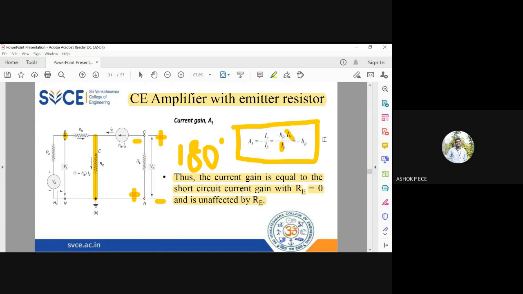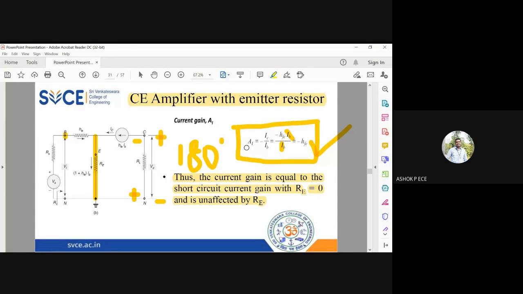Anybody, is it clear how to find the current gain? Anybody having doubt in finding the current gain? It is very simple. See, you should know the basic formulas for gain. Gain is output by input. Current gain means output current by input current. Voltage gain means output voltage by input voltage.